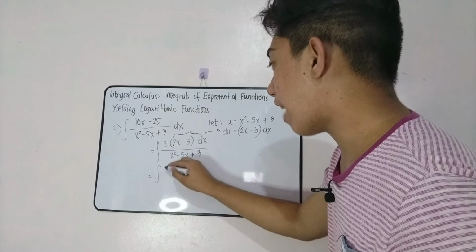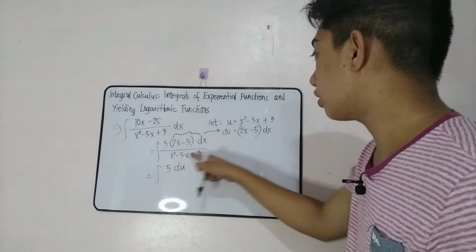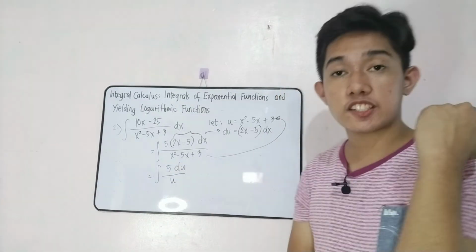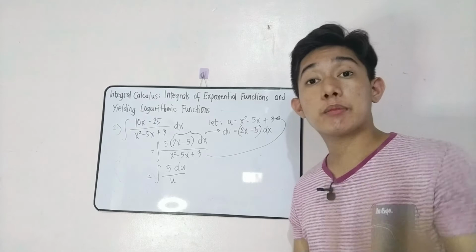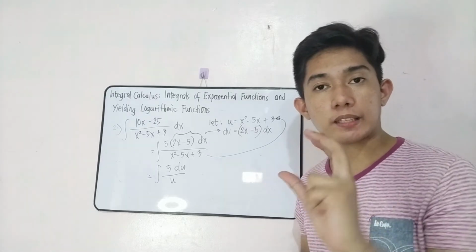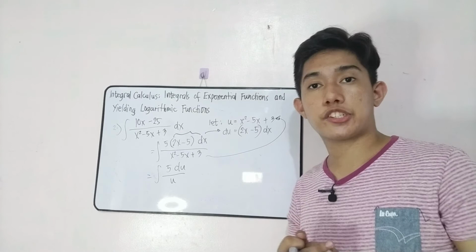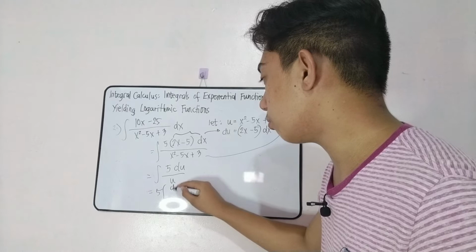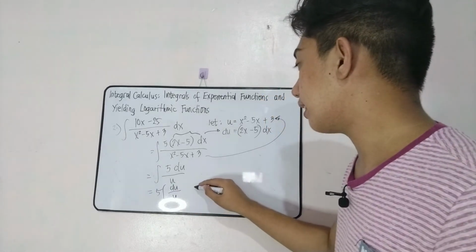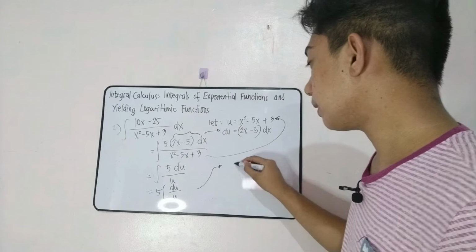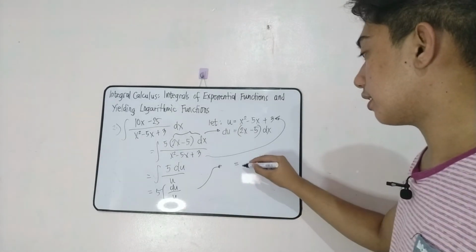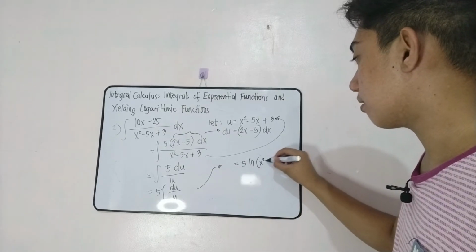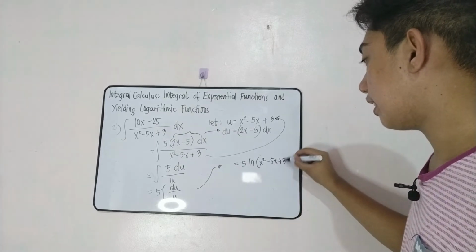So the integration of 5 du all over, take note, this is your u. So du over u. So na-change na natin yung ating function in terms of u. Pero later on, ibabalik lang natin si u para maging respect to x siya. Okay? So this becomes 5 integration of du over u. And the integration of this one is 5 ln of, what is u? x squared minus 5x plus 3. And there is no other term.